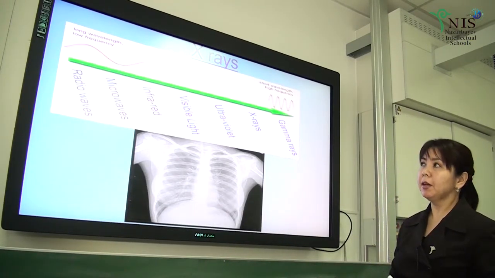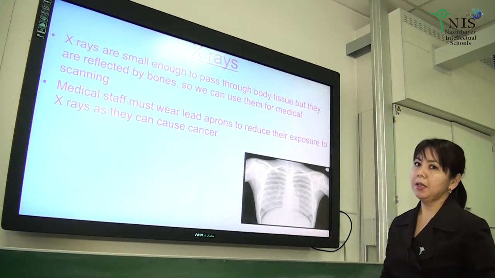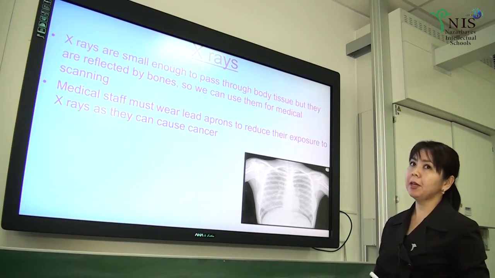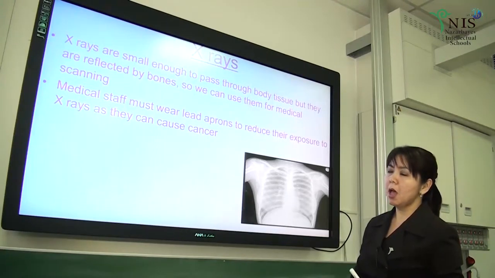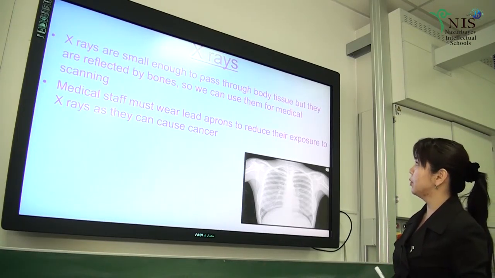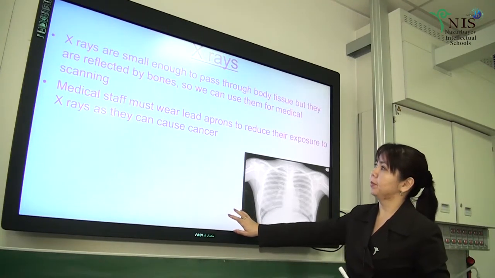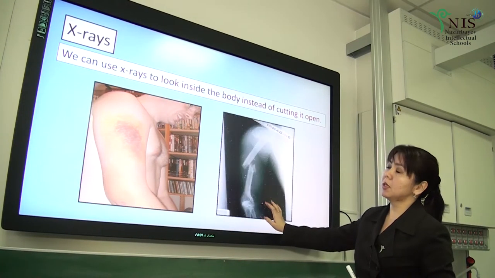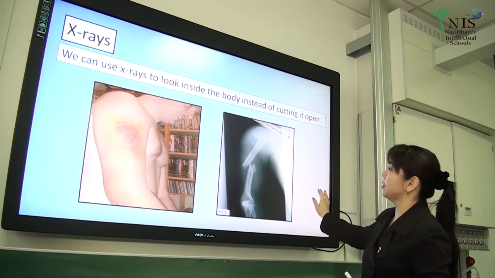The next type, X-rays. X-rays are small enough to pass through body tissue, but they are reflected by bones. X-rays are used in medicine, but medical staff should remember that they must wear lead aprons to reduce the exposure to X-rays as they can cause cancer. So these are examples of X-rays. We can use X-rays to look inside the body instead of cutting it open.